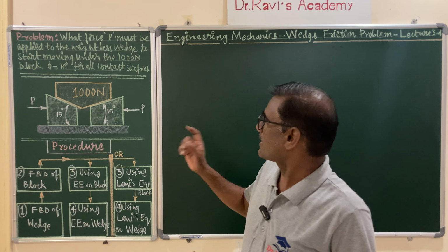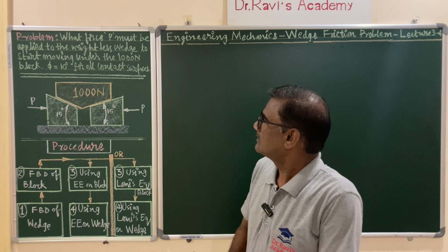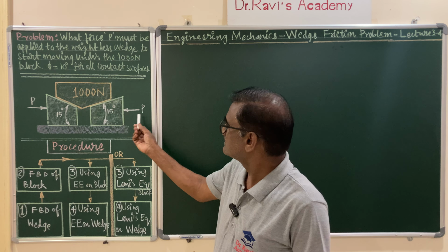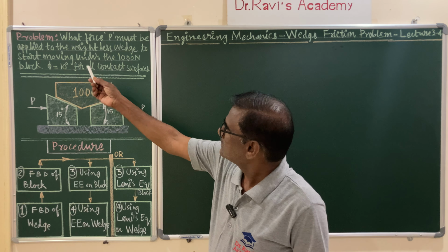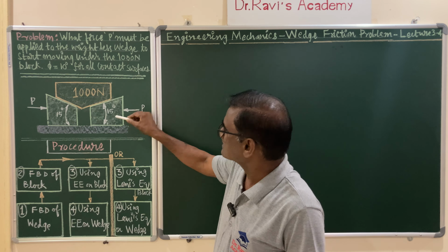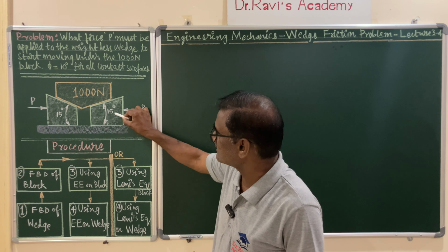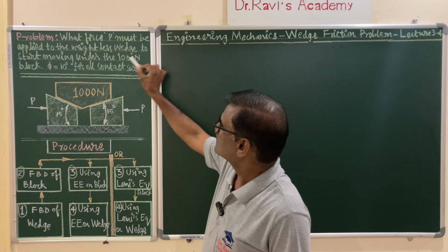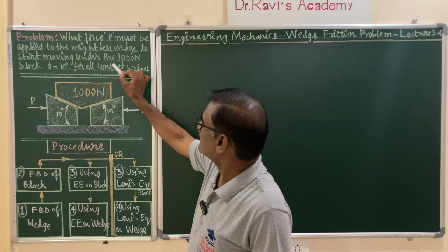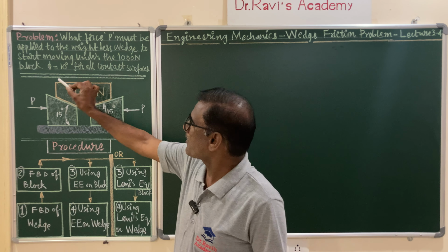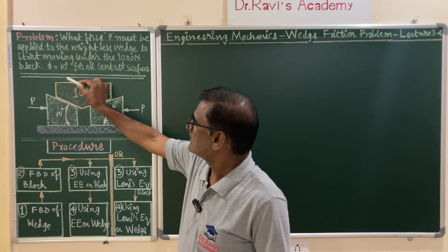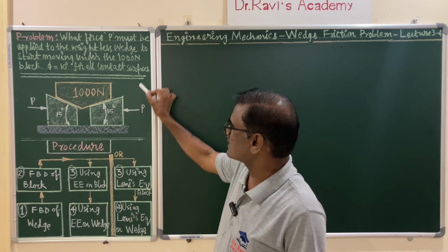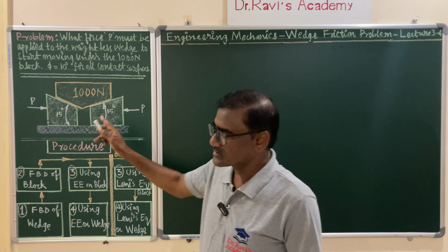Let us look at this problem. Here, what force P must be applied to the weightless wedge? This is the one in green color. It's given that it is a weightless wedge, to start moving under a 1000 Newton block, and the limiting angle of friction is given as 10 degrees for all contact surfaces.